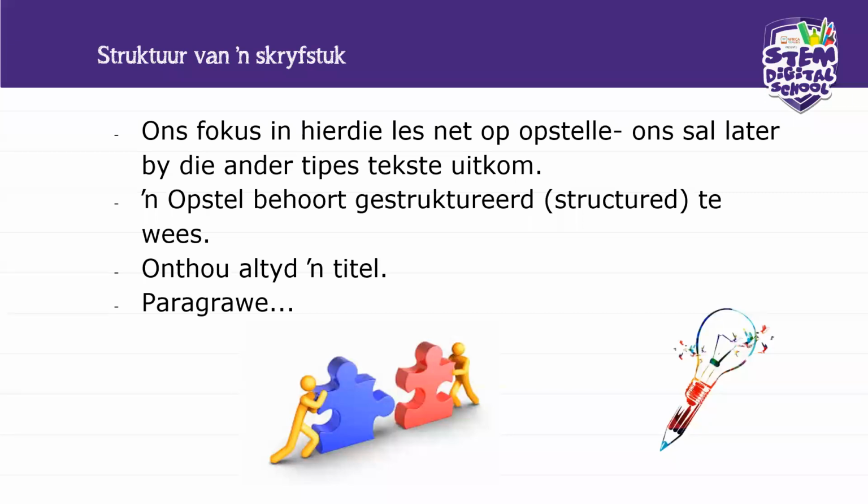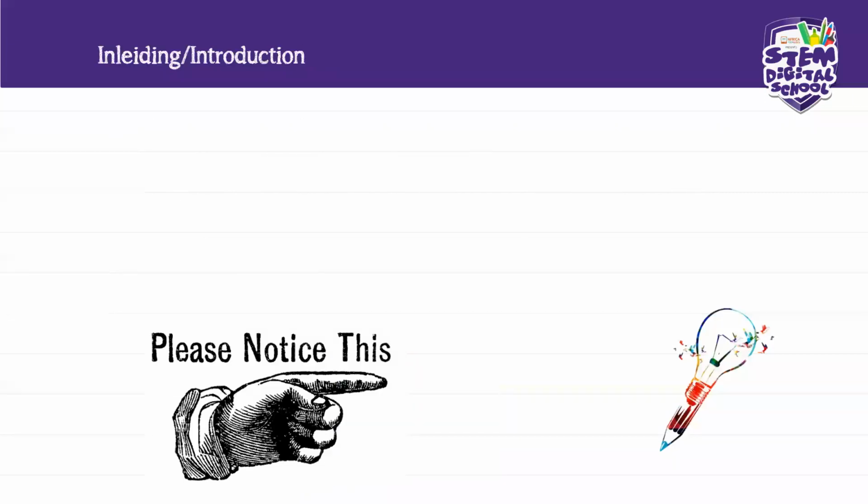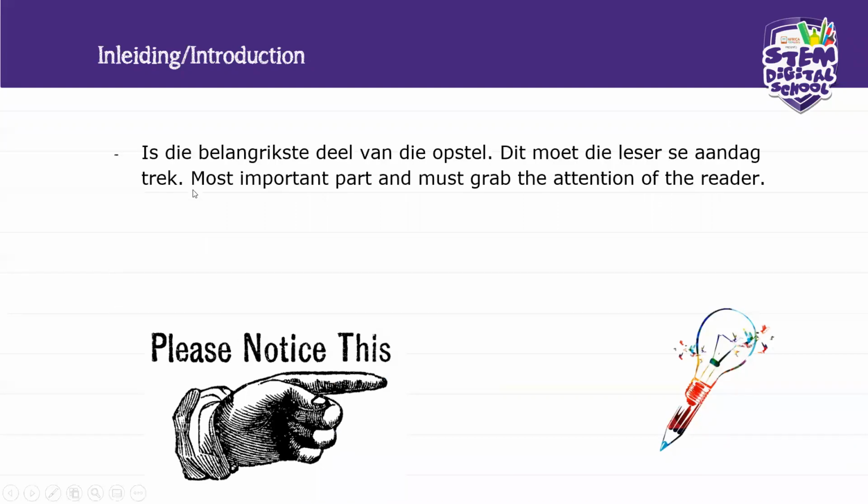Okay, I'm going on. Now, you've written your title. Now we go to the introduction or the inleiding in Afrikaans. Eerste dinge eerste. Dit is die belangrikste deel van die opstel. Dit moet die leser se aandag trek. It's the most important part of the essay. It must grab the reader's attention. Absolutely. You don't want to lose your reader in the first paragraph.